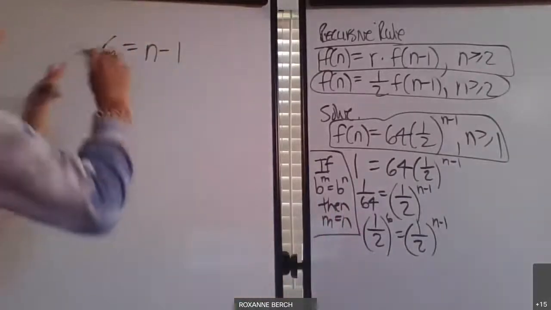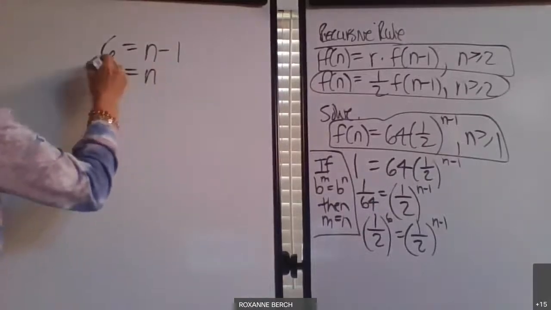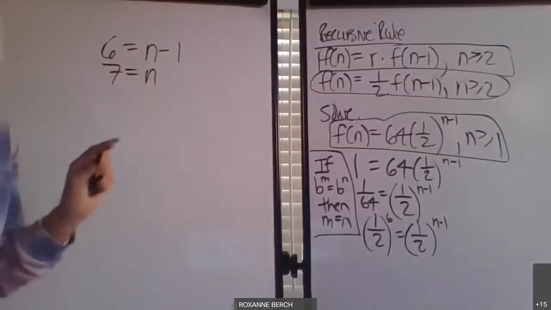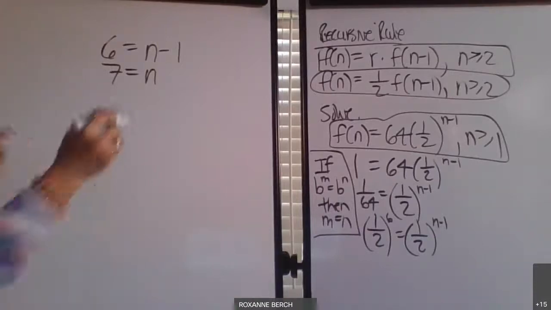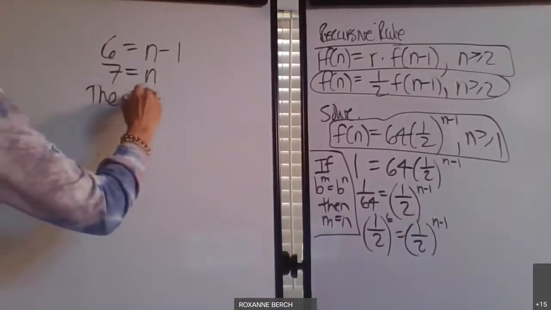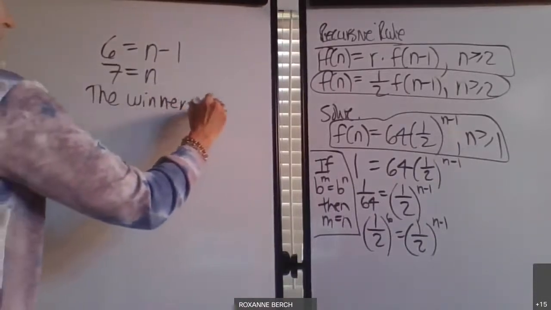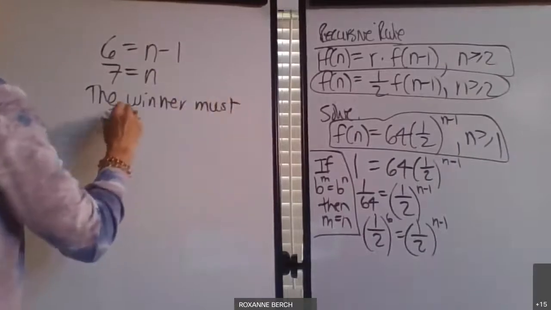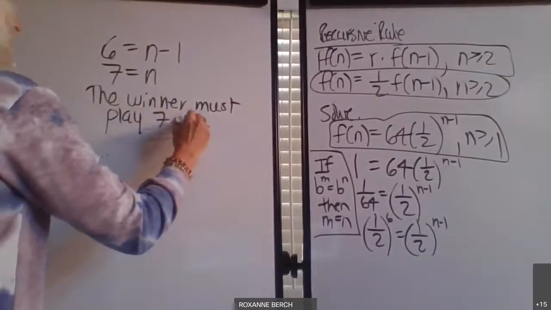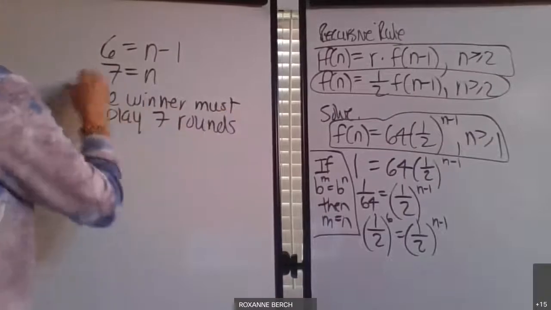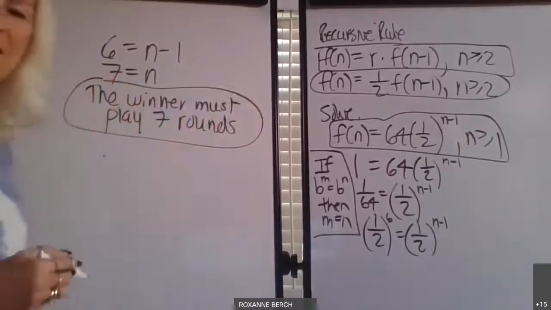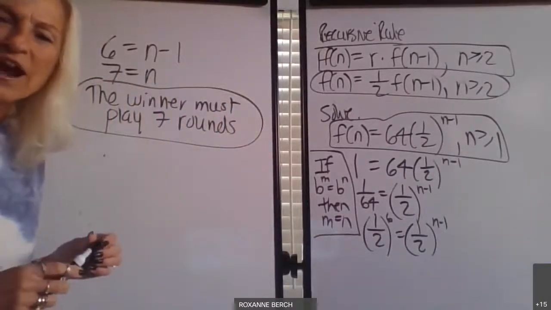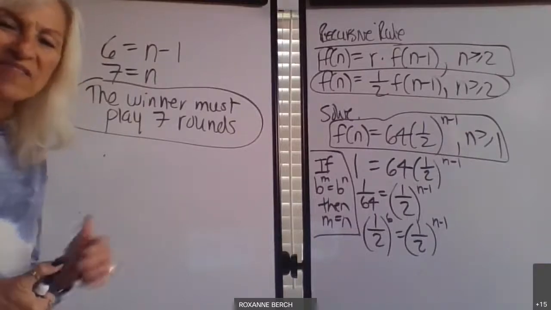But anyhow, n is equal to 7. And what that means is the winner must play 7 rounds. We want to know how many rounds the winner had to play. They had to play 7.